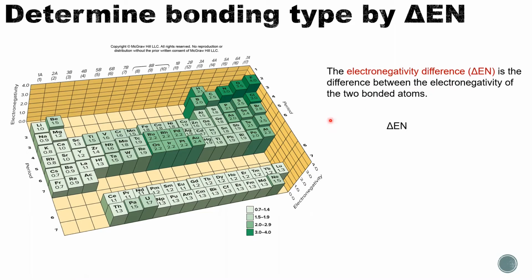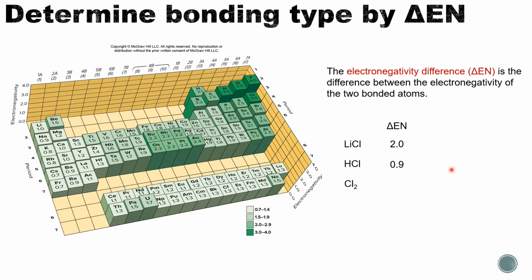So for example, if we want to calculate the electronegativity difference in lithium chloride, lithium has an electronegativity of 1.0. Chlorine has an electronegativity of 3.0. So the electronegativity difference between these two is 3.0 minus 1.0, which equals 2.0. The same thing for hydrogen chloride: we can find the values of electronegativity of hydrogen and chlorine in this table, and then subtract them to get the electronegativity difference, which is 0.9.